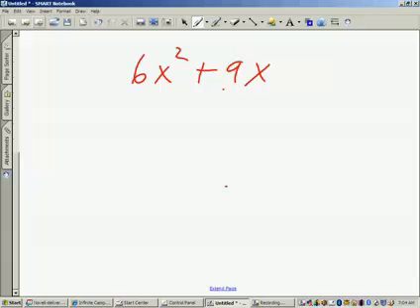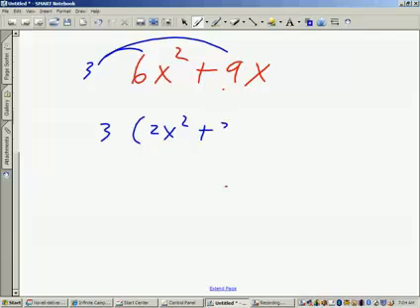So first off, pull out a common factor with the numbers. Deal with the numbers first. So I can pull out a 3. So I'm going to pull out a 3 here. So I have 3, open parentheses, 2x squared plus 3x, close parentheses. Good.